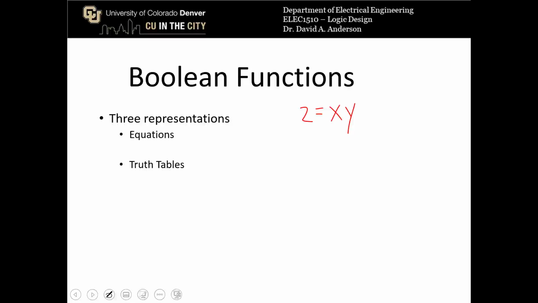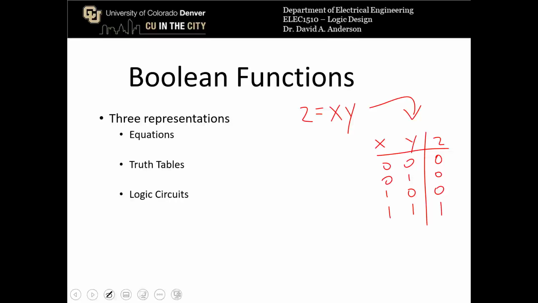We can represent it as a truth table, so that would be x, y, z with 0, 0, 0, 1, 1, 0, 1, 1, and for z equals x and y, that's going to be 0, 0, 0, 1, or as a logic circuit. So this can also be translated into a logic circuit where we use an AND gate with the inputs x and y and the output z. So all of these are equivalent ways to represent Boolean functions.